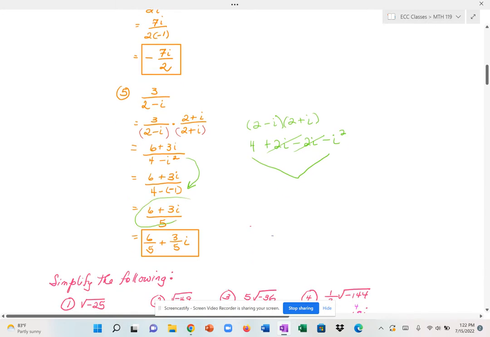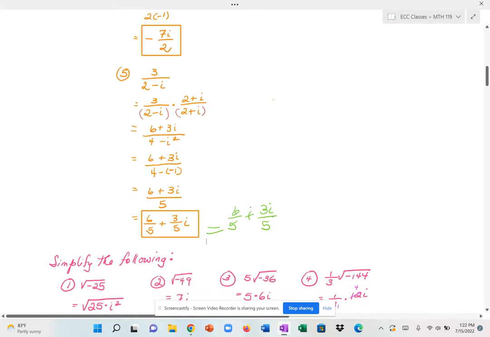This is a perfectly good answer, but usually you're asked to present answers in standard form. And standard form just means that you want the real number separate from the imaginary number. So I'm going to separate these, and your final answer is 6/5 plus 3/5 I. Okay, so the I either needs to be next to the fraction, or you could have written it like this with the I in the numerator. So these two are equivalent.